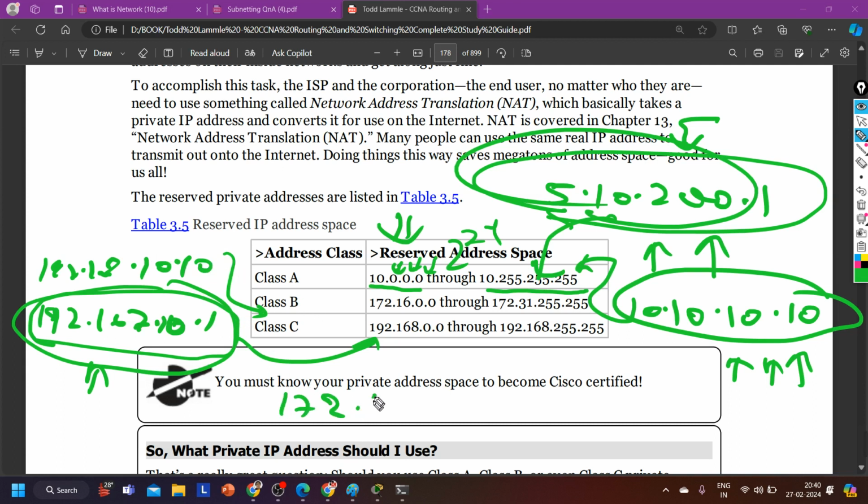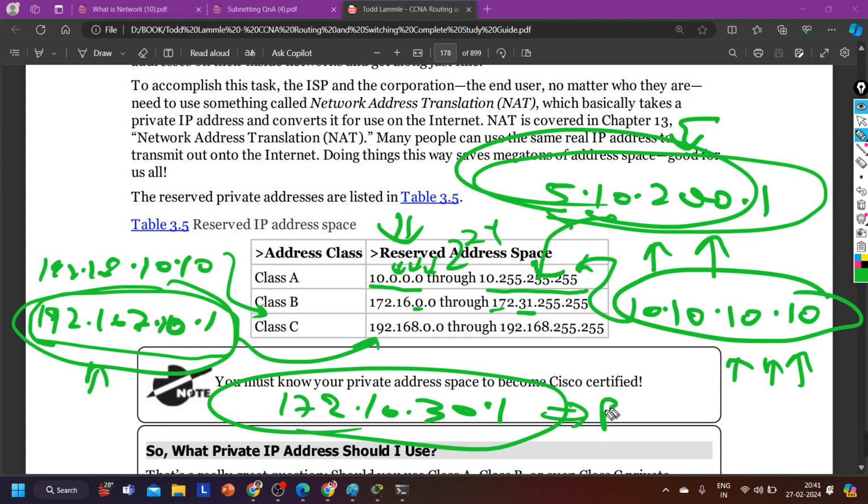And one more IP, guys: 172.16.30.1. Is it private or public? Private, because the second octet is reserved from 16 to 31. Okay, the range goes up to 31, so 16 to 31, correct. So this is a private IP address.